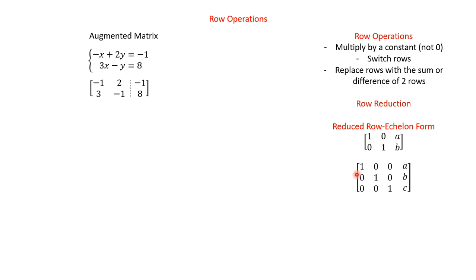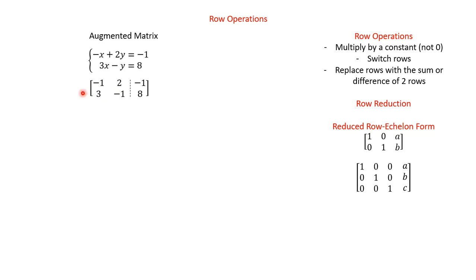A 3 by 3 would look like this. Notice we have a whole bunch of 1s, 0s above and below, and then numbers. So x equals a, y equals b, z equals c. And that's solved. So let's take a look at how we would use these row operations to solve this simple 2 by 2. So first, we want to make this number a 0. We could make this one a 1 first, but I kind of like that negative there for now. But let's make this a 0.